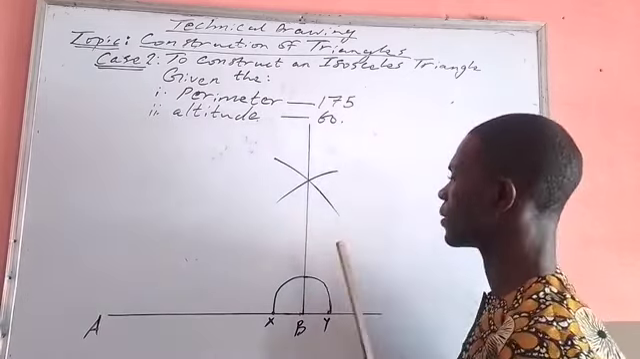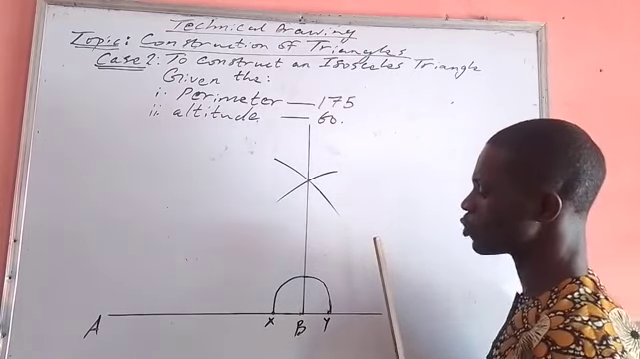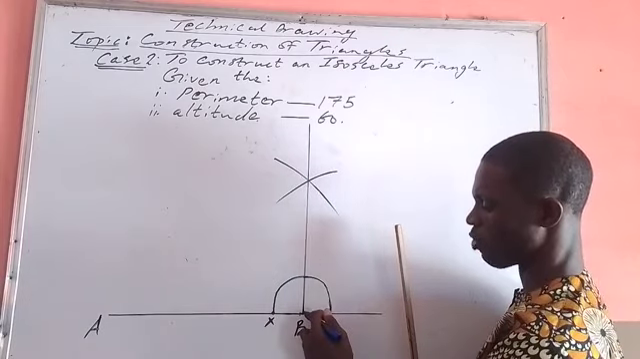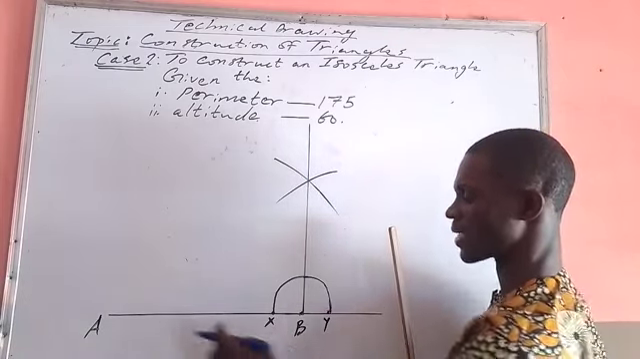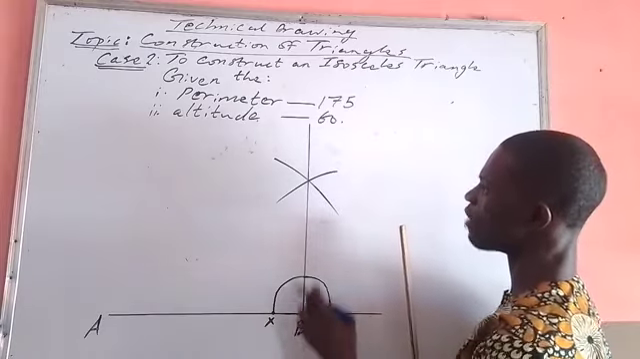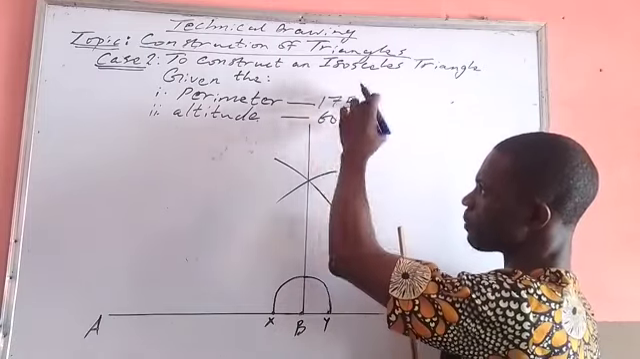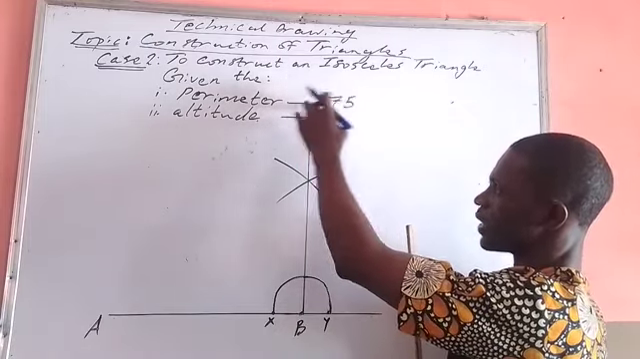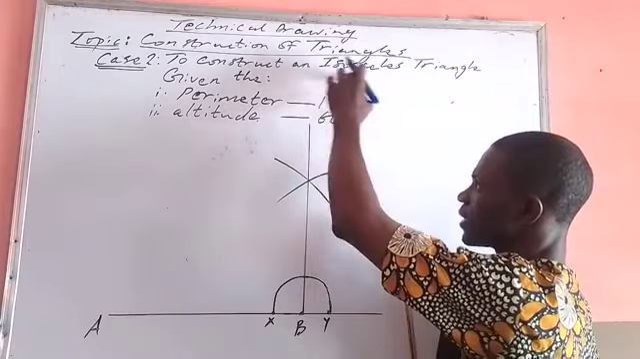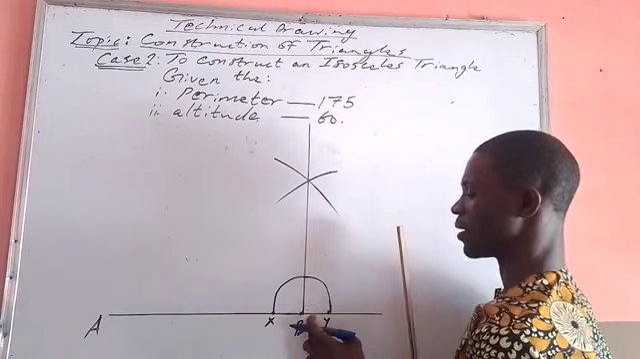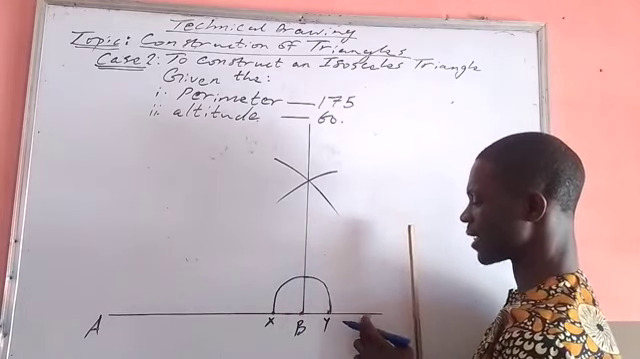Now, having erected this perpendicular line at point B, do not forget that length AB is half of the perimeter. Length AB is half of the perimeter of the isosceles triangle, so you have to divide this perimeter by 2. Then you draw the line AB, then extend it a bit.